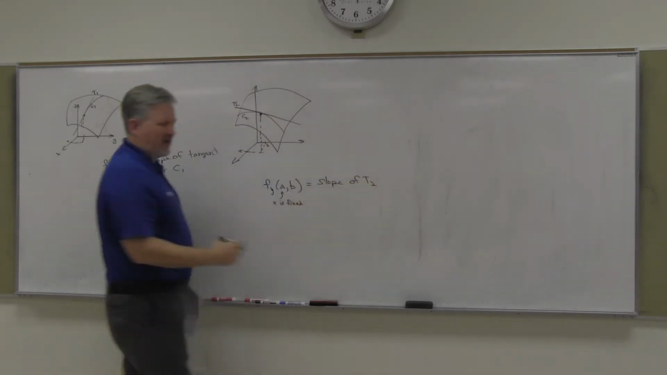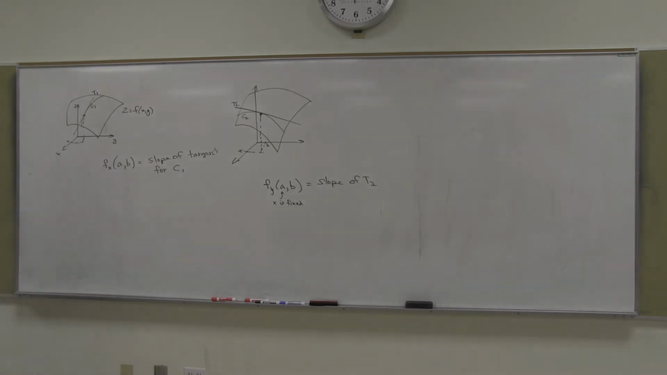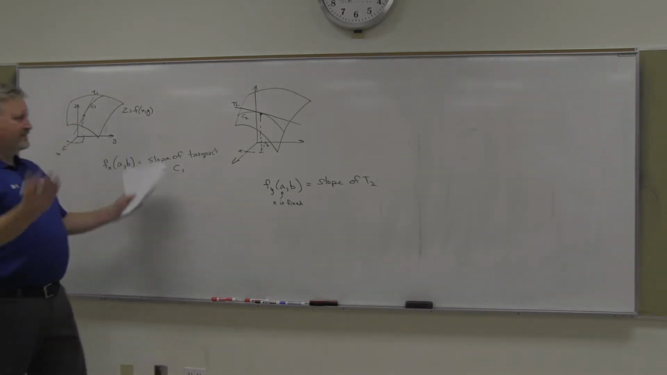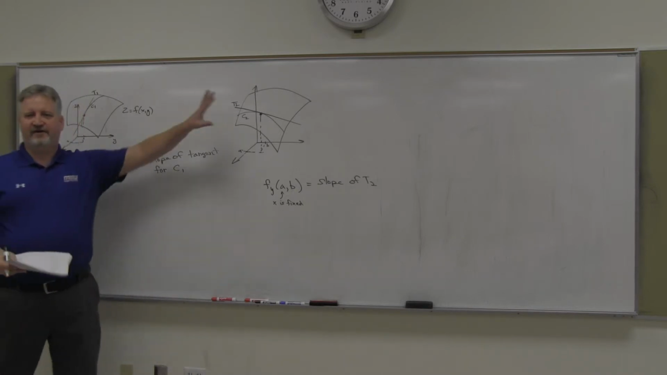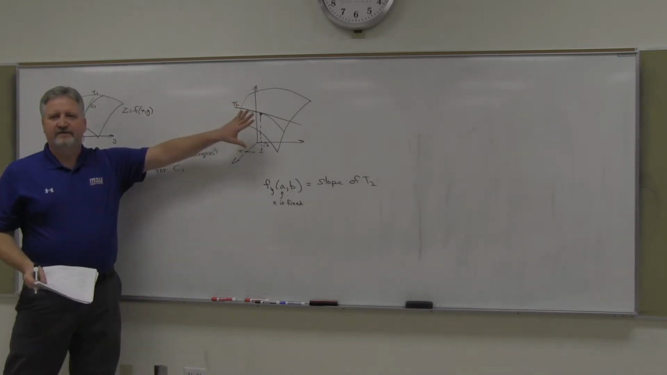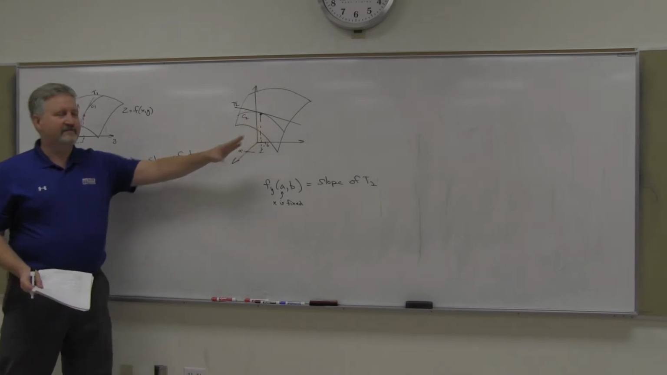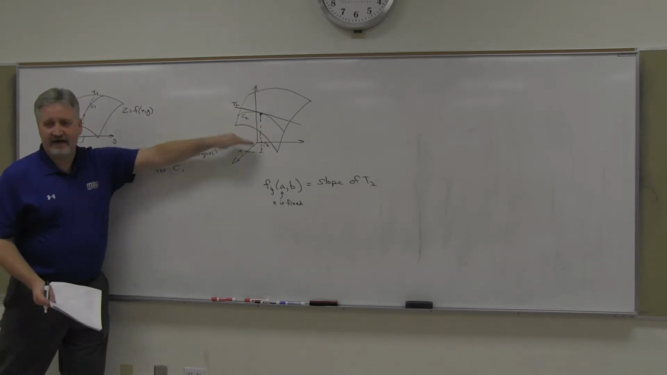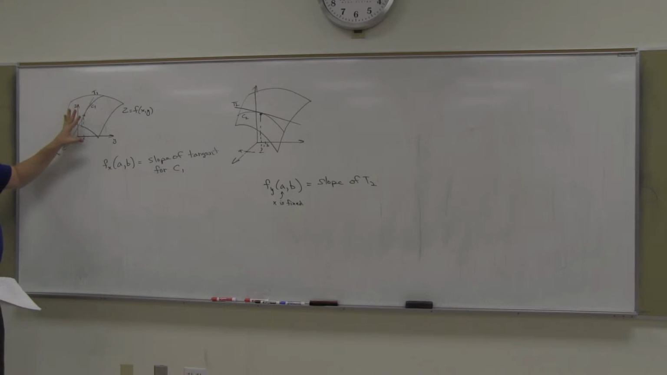So that hopefully helps you understand what it is we're finding. We're finding the slope of a tangent line. There are so many tangent lines to that curve we can talk about. This is what the partial finds. The partial with respect to y finds that tangent line. The partial with respect to x finds that tangent line. The slope of that tangent line.